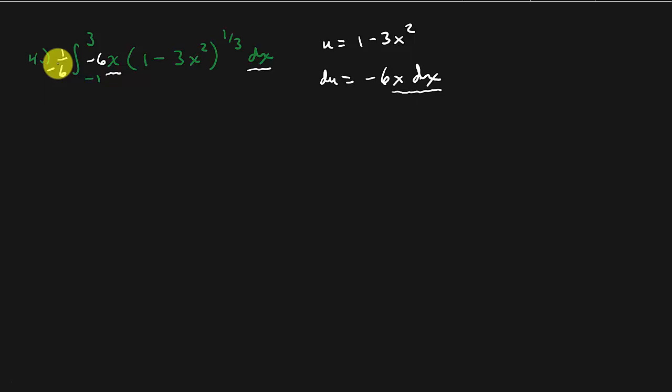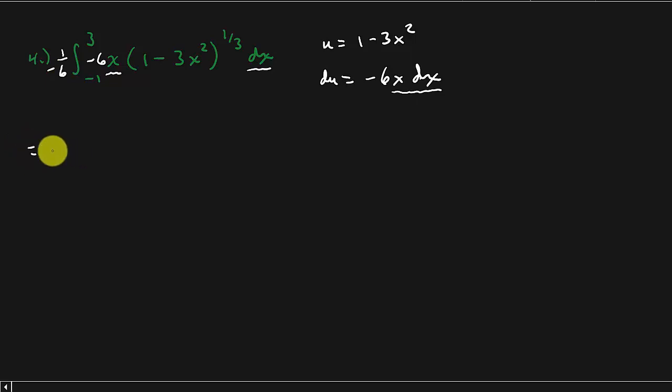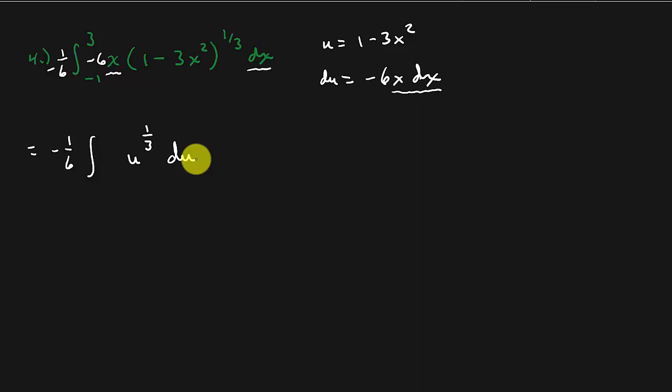All right, so now let's make our substitutions. So I've got negative 1/6, and that's going to be u to the 1/3. I'm going to put the u into here, and then the negative 6x dx, I'm going to replace that with du. And then what are we going to do? We're going to change our limits.